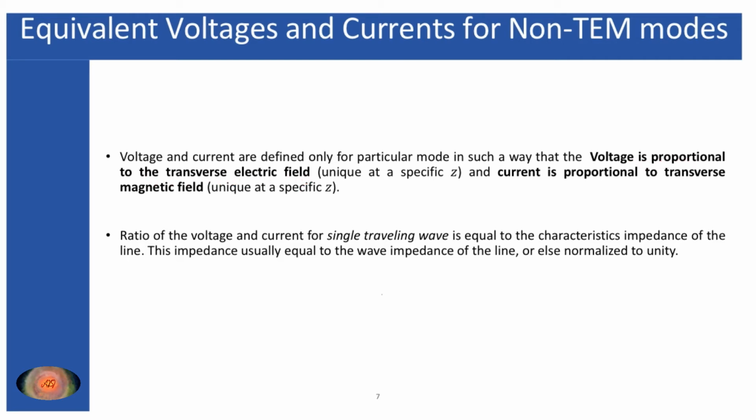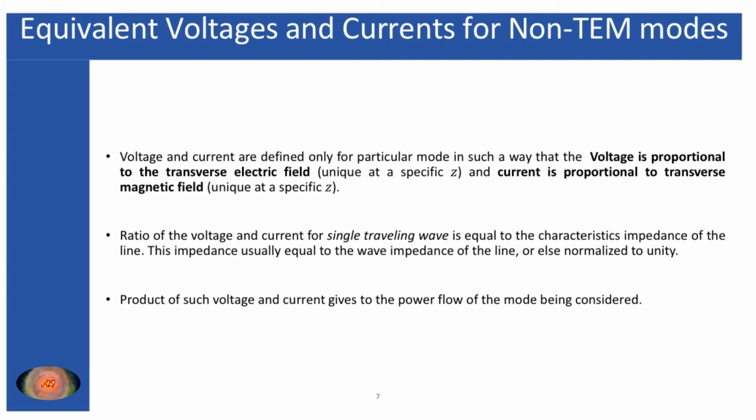electric field and the current is proportional to the transverse magnetic field, so if you replace that proportionality in the expression of the wave impedance, which is equal to the transverse electric field to the transverse magnetic field, automatically the ratio will be the voltage and the current, and that ratio of the voltage and current is the impedance, and in this case I will call it the characteristic impedance.